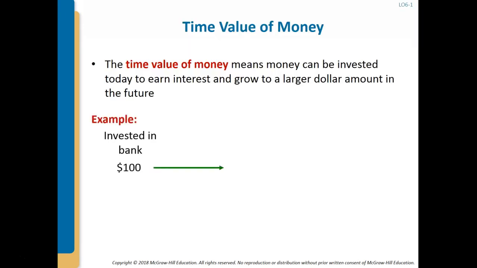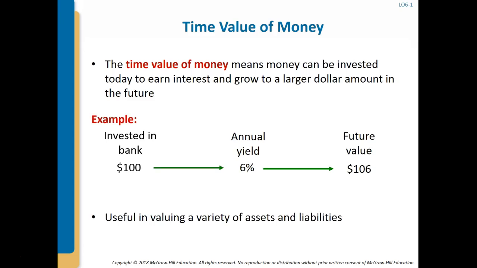The concept time value of money means that money invested today will grow to a larger dollar amount in the future. So, for example, $100 invested in a savings account at your local bank yielding 6% annually will grow to a whopping $106 in 1 year. So the difference between the $100 invested now, the present value of the investment, and its $106 future value represents the time value of money.